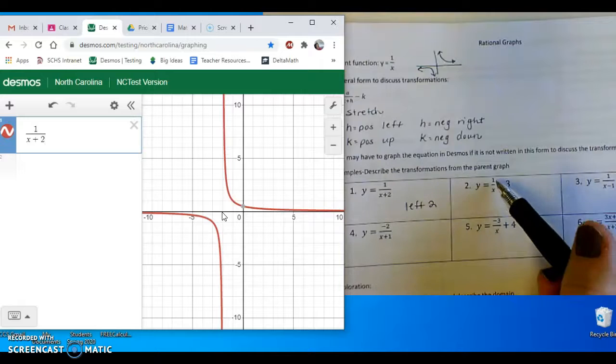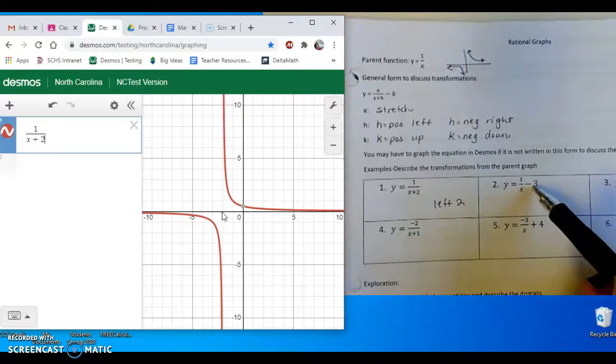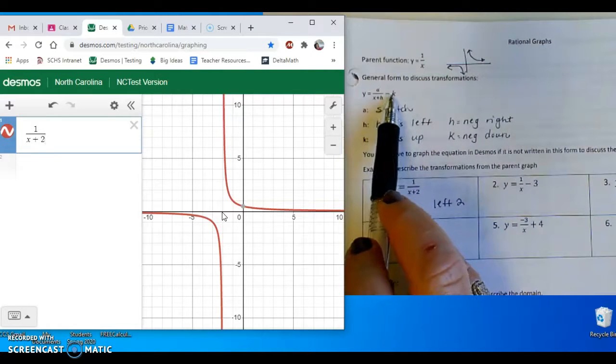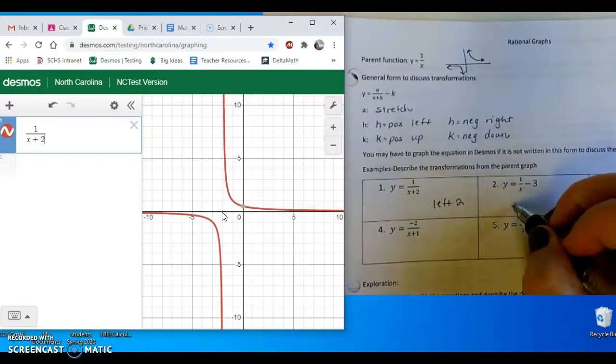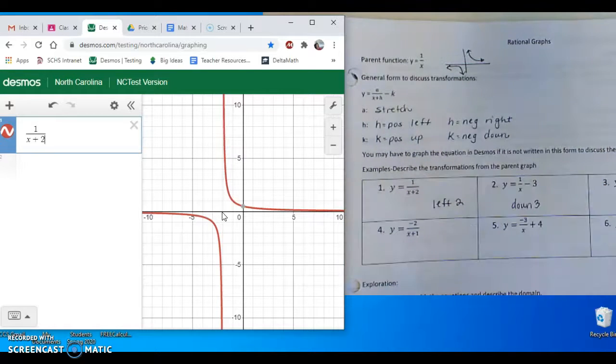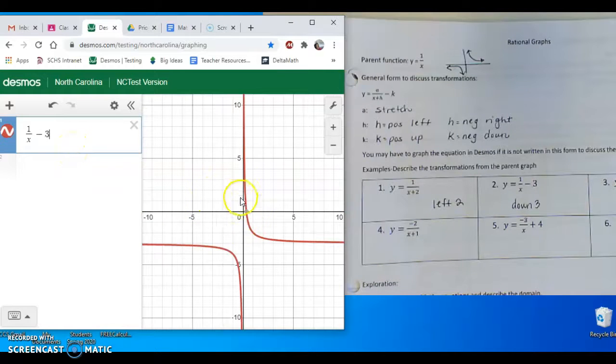Alright, so this one right here, 1 over x minus 3. The minus 3 is the k. The k is negative, so this is moving it down 3. Again, if you want to graph it, you can. 1 over x minus 3. And it's hard to tell, again, exactly how much. Originally, our line going across was at 0. And if we just count and kind of go in the middle of these two, it looks like it's around 3. There's not a good way to tell where that would be.